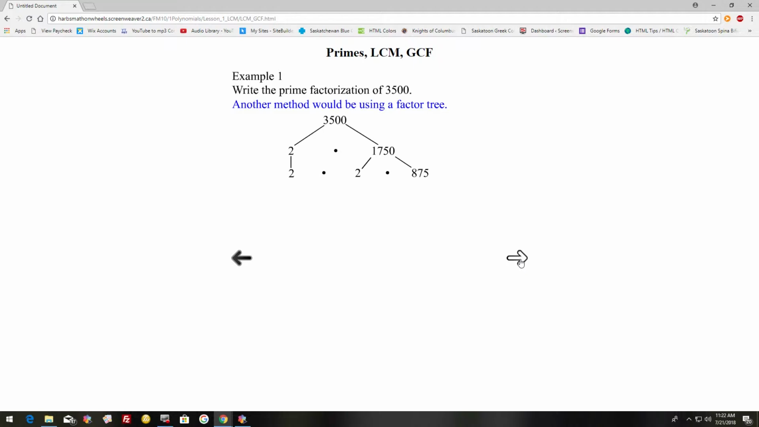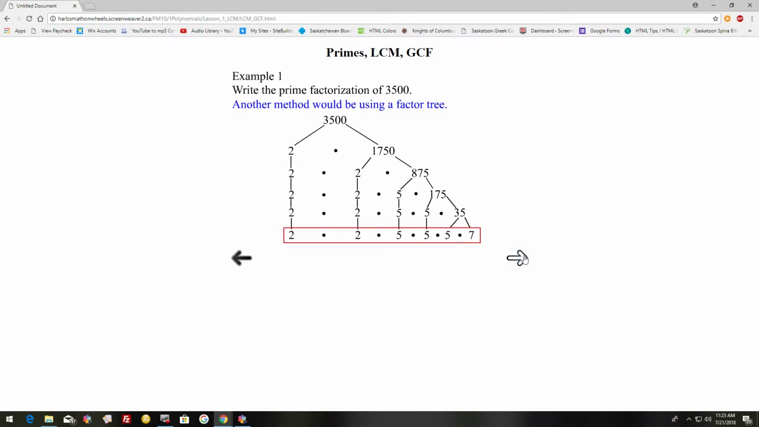We bring the primes down with us on the tree, building our base. 1,750 divided by 2 is 875, so now 875 is not divisible by 2 or 3, so we go right to 5. 875 divided by 5 is 175. Again, note we bring the primes down. 175 is also divisible by 5 again. 175 divided by 5 is 35. And again, 35 is divisible by 5. 35 divided by 5 is 7.